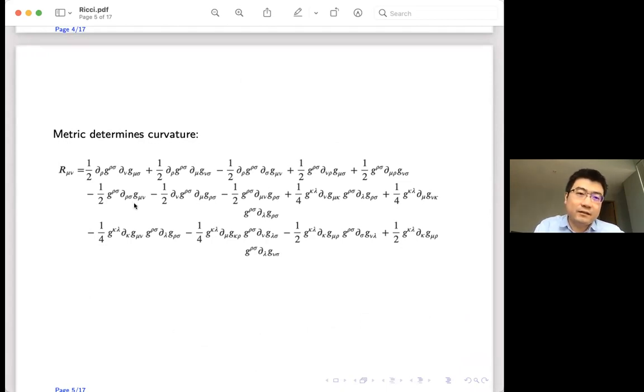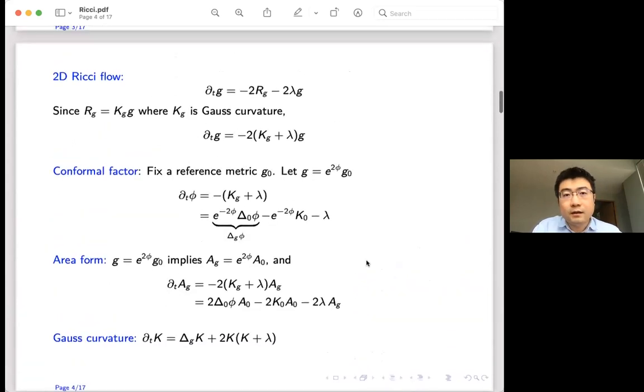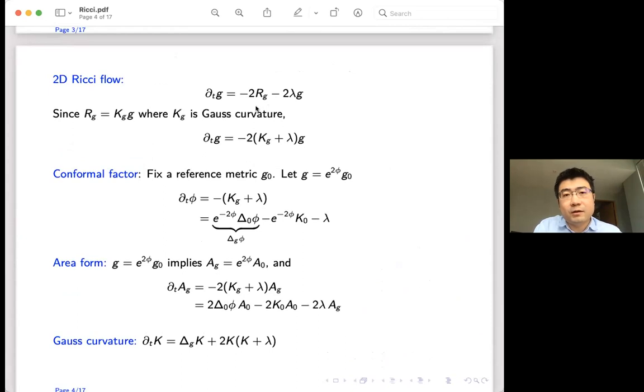But you can kind of see that in the formula you have a second derivative of the metric, but then multiplied by the metric. So this is something called a quasi-linear equation, and then there are lower order derivatives and so on. So this is a second order partial differential equation, and actually, in two dimensions, the Ricci curvature is always equal to the Gauss curvature times the metric. So K_g is the Gauss curvature. And in the talk, we'll always work with the Gauss curvature and never work with Ricci curvature. Okay, so if you now ignore the last term here, this is just the original Ricci flow.